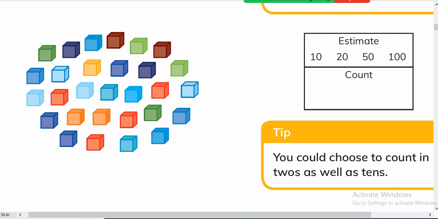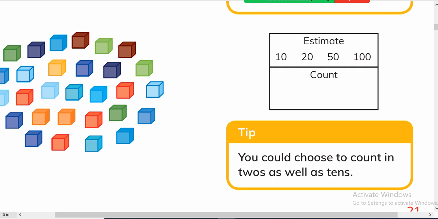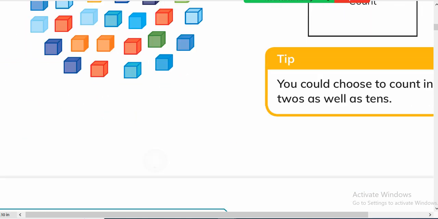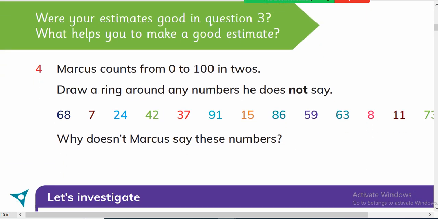29. Here the tip is you can choose to count in twos as well as tens. Like you can make the groups of twos and tens. Were your estimates good in question number 3? Yes, very much good. What helps you to make a good estimate? Good sense helps us to make good estimates. When we look at the number, we can imagine. We can just think and make an educated guess.